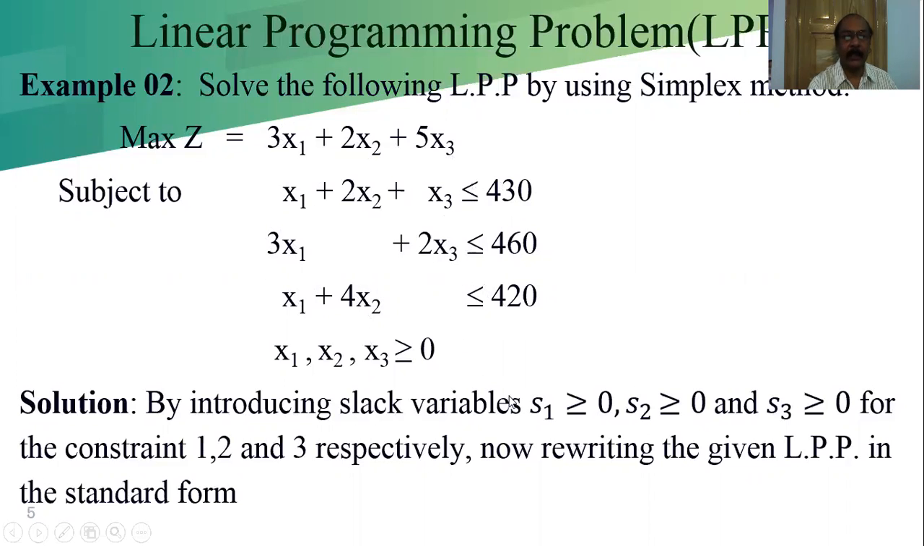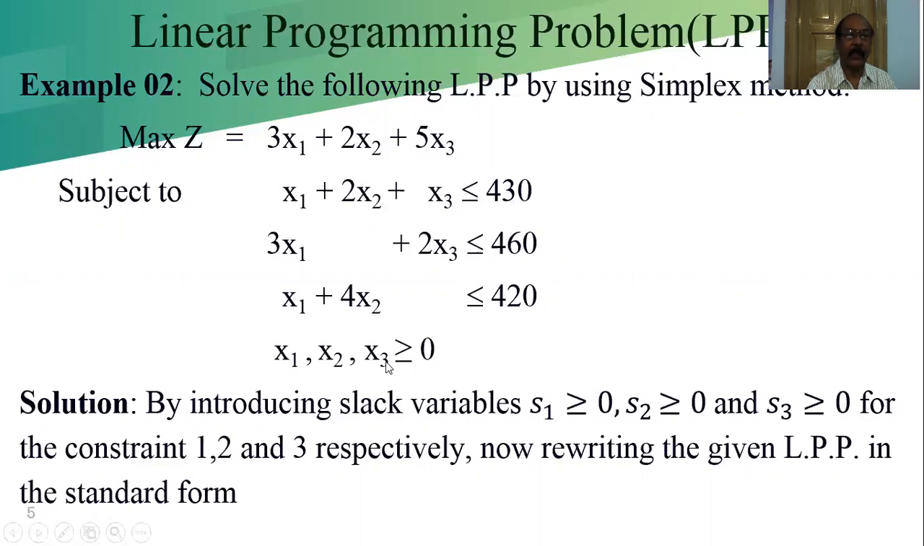So what is the first step? All the constraints are of less than or equal to type, so first we have to introduce the slack variables in the left hand side. That means we are adding the variables s1, s2, s3, all greater than or equal to 0, in the left hand side. By adding them, we convert the inequations to equations, introducing the slack variables s1 >= 0, s2 >= 0, and s3 >= 0 for constraints 1, 2, and 3 respectively.